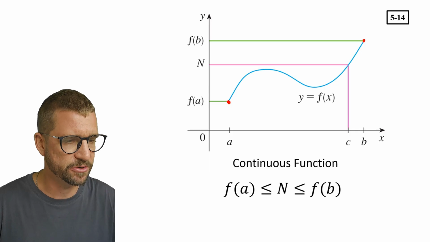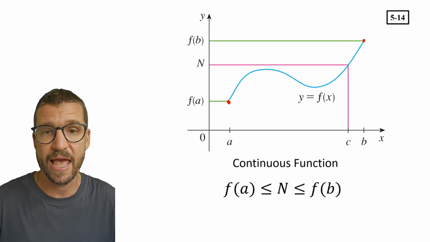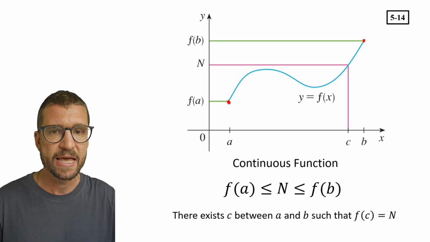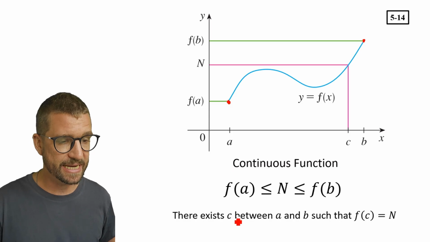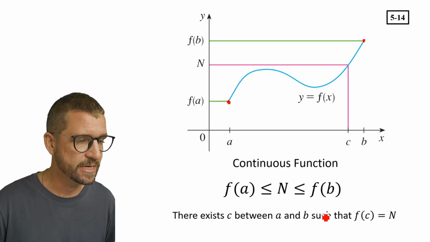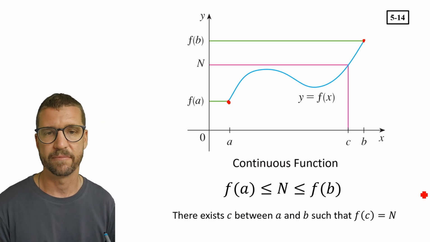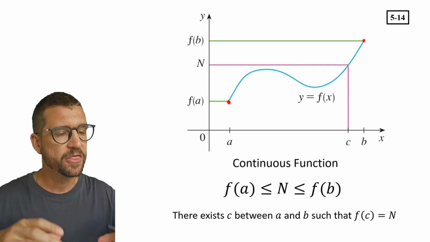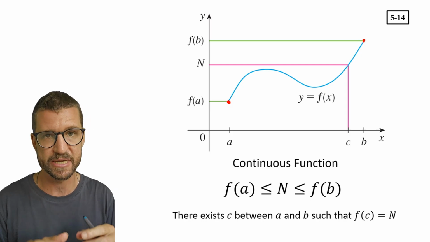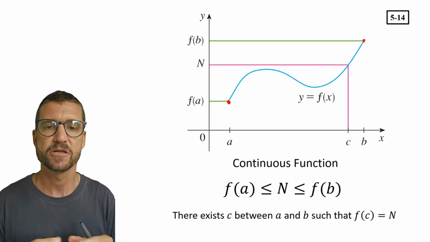So it needs to be a continuous function. As I've mentioned, your n is between f of a and f of b, and there exists a c between a and b such that f of c equals n. That's the intermediate value theorem. The important thing is the function must be continuous. So let's do an example.